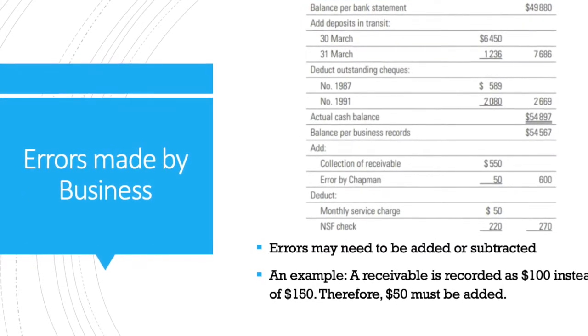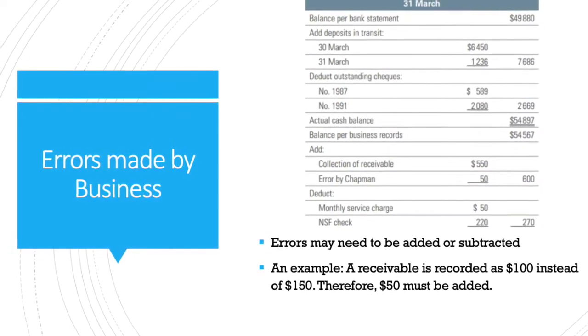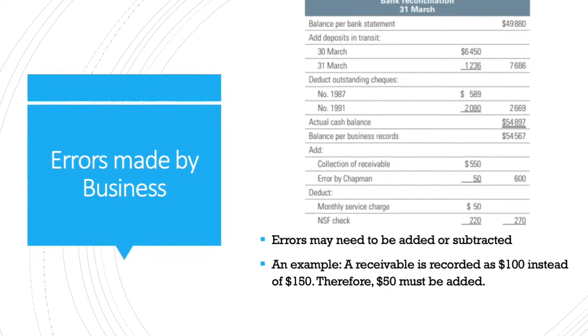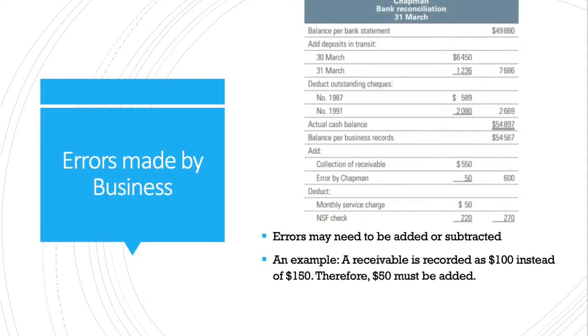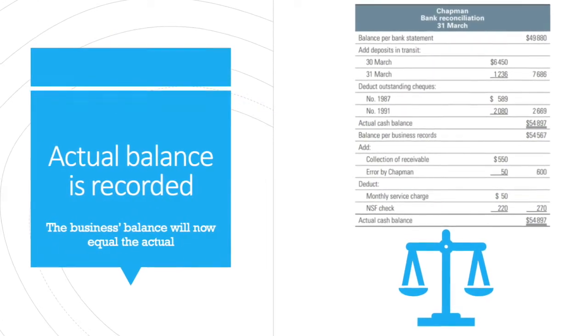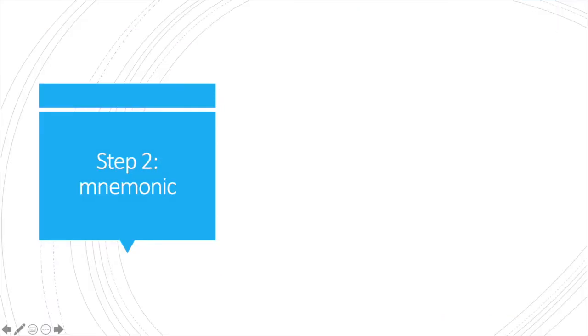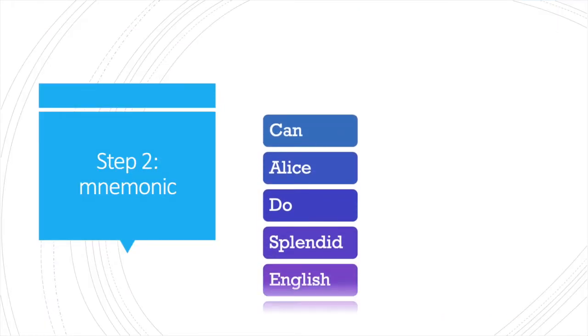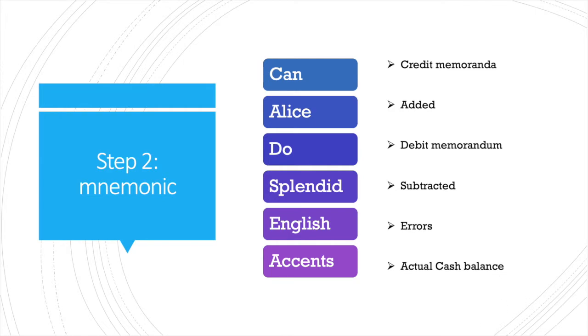Errors are also made by the business, for example, recording a deposit as $100 instead of $150. This deposit would therefore need to be increased by $50 in the books and added to the cash balance. Once errors, debit, and credit memoranda are recorded, the business balance should equal the actual cash balance. A mnemonic to help remember step 2 is, "Can Alice do splendid English accents?" which means credit memoranda added, debit memoranda subtracted, errors, and then actual cash balance.